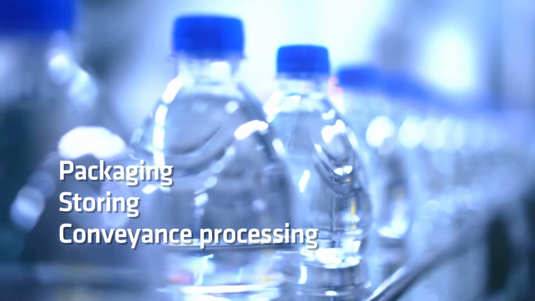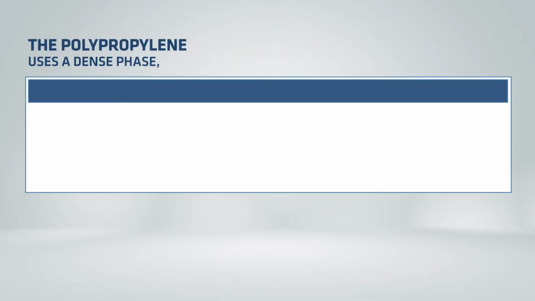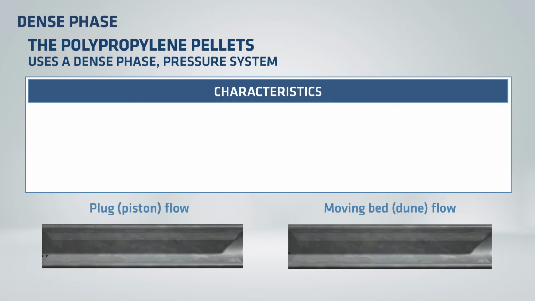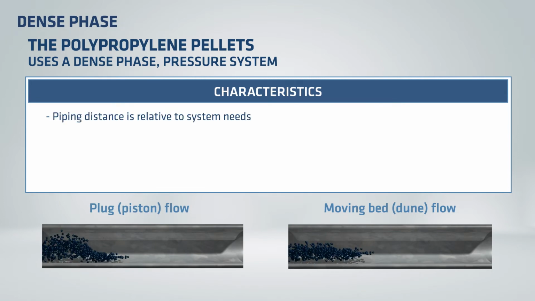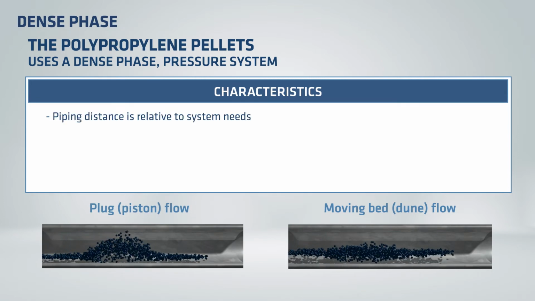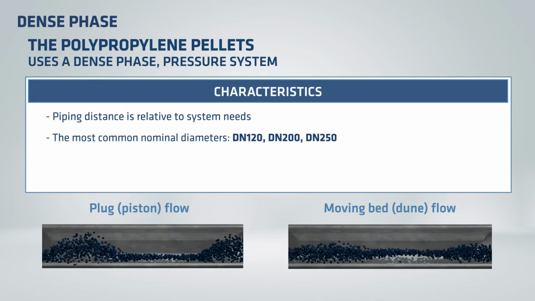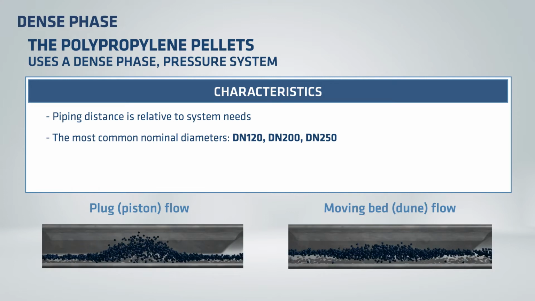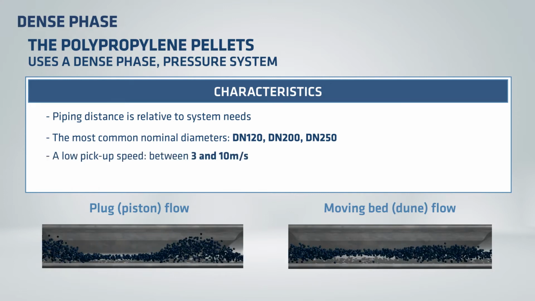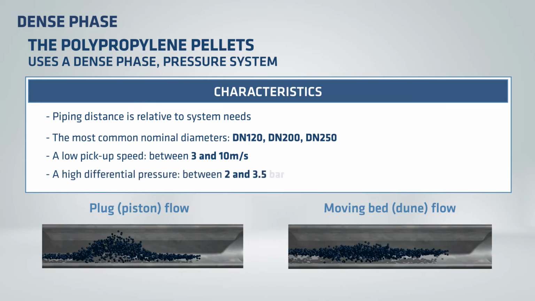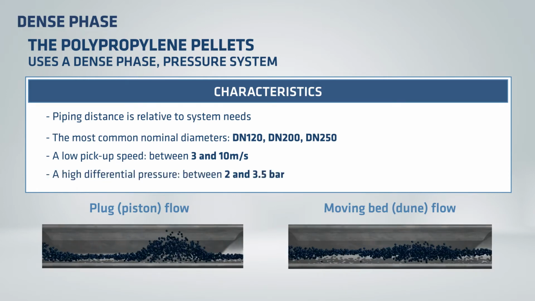and conveyance processing. The polypropylene pellets conveyance process application uses a dense phase pressure system and has the following characteristics. Piping distance is relative to system needs. The most common nominal diameters are DN120, DN200, and DN250. A low pickup speed between 3 and 10 meters per second, and a high differential pressure between 2 and 3.5 bar.